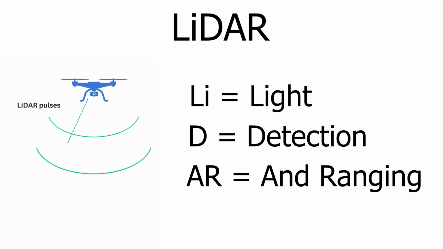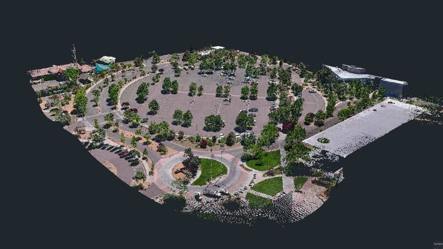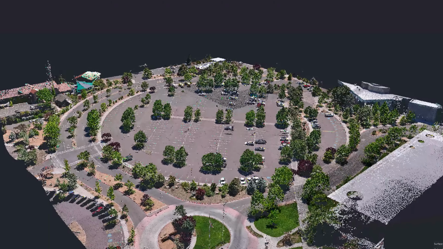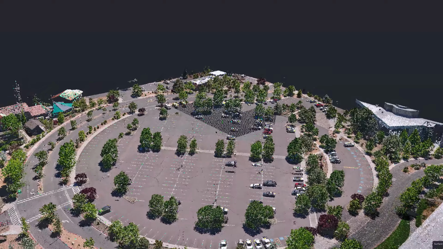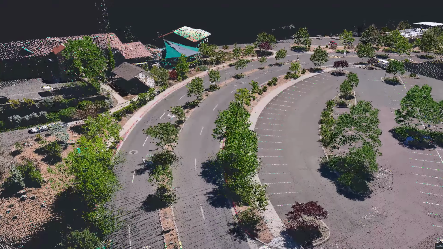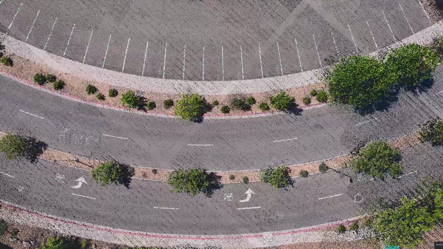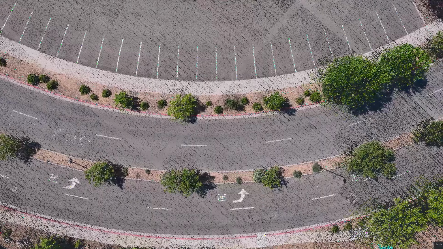LiDAR can be used in conjunction with aerial photogrammetry. The collected data from the system is represented in a point cloud, which is a collection of millions or billions of individual points in a 3D space. Each point corresponds to a specific point on Earth's surface.